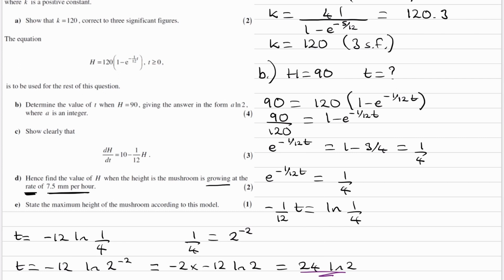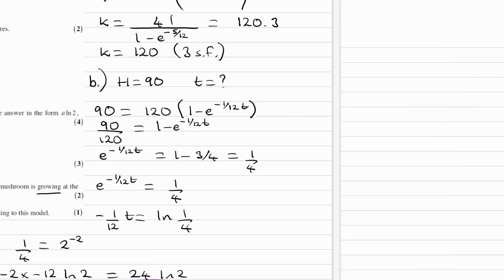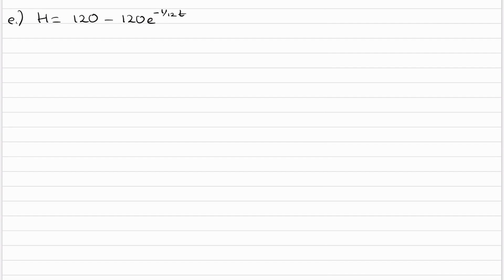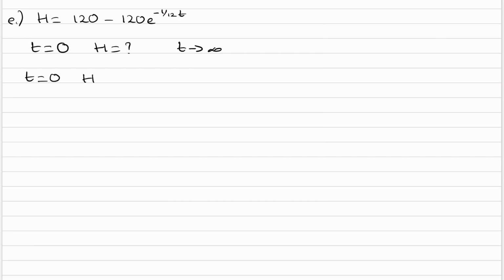So on to part E. State the maximum height of the mushroom according to this model. So our equation is h = 120 - 120e^(-t/12). So you want to think about, what does this graph look like? You can start with t equal to 0, what would h then be? And then think about what happens as t approaches infinity. So when t is 0, e to the power of 0 is 1, so the height will then be 120 - 120 times 1, which will be 0, which makes sense. When time is 0, the mushroom has just started growing, its height would be 0 as well.